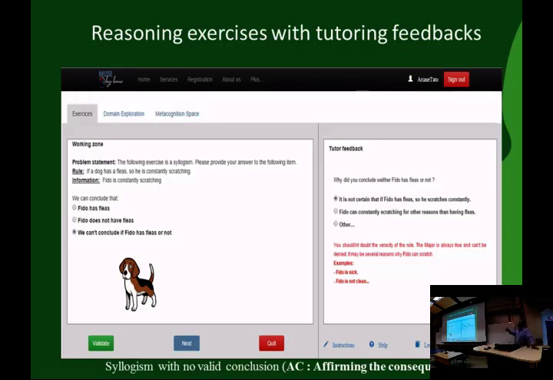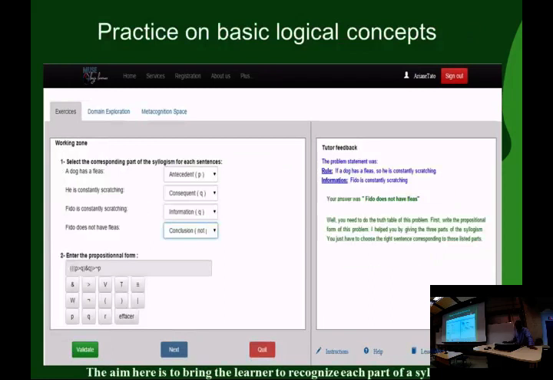Sometimes it prompts the student with more questions, to be sure what is going on. And here, for example, there was some kind of fallacy, the AC fallacy, that was detected by the system, and the system can provide more information to the student, for example asking him or her to think about more alternatives. It's also possible to help the student to formalize some problem solving situations in terms of logical problems.